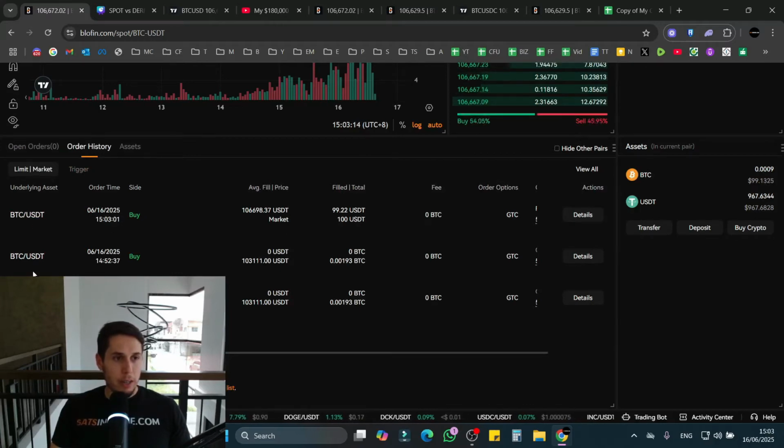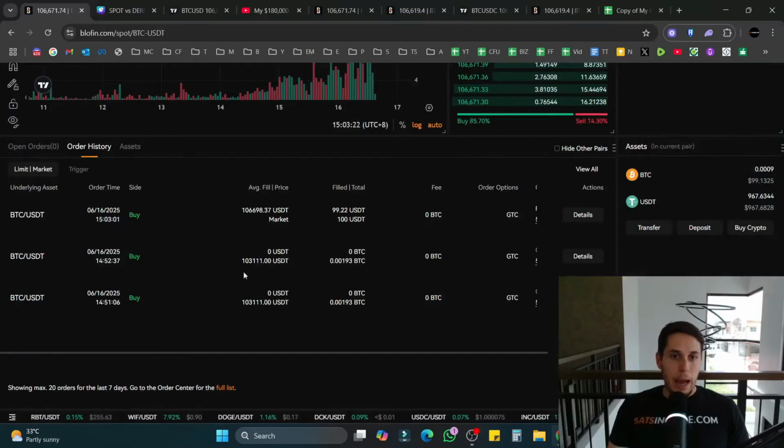If we go now to the order history right here, we will be able to see the trade. So we have here order history for all limit and market orders. And you can see that these two orders are the orders that we canceled, because the filled amount is 0. But this is the order that actually got executed. We actually bought BTC for $100.